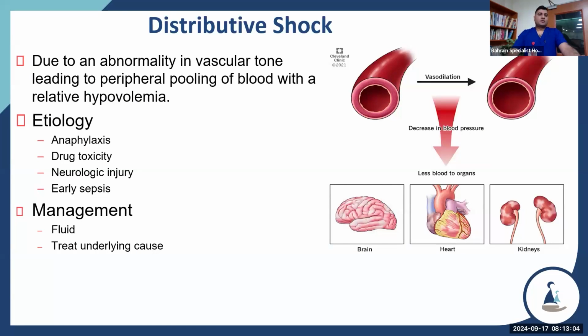Distributive shock is due to an abnormality in vascular tone leading to peripheral pooling of blood with a relative hypovolemia. Etiology can be anaphylaxis, drug toxicity, neurogenic injury, or early sepsis. Management is fluid and treating the underlying cause.